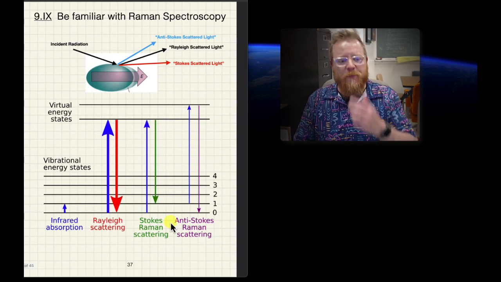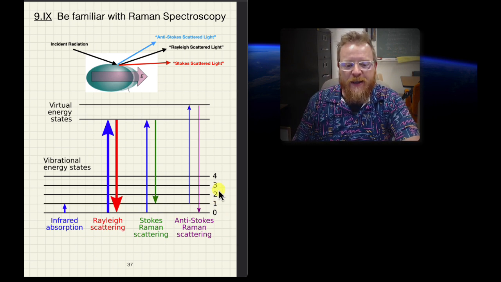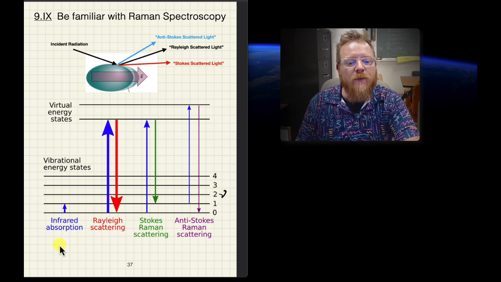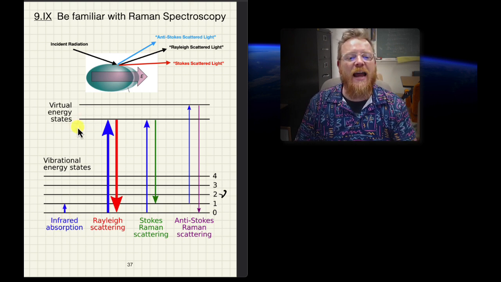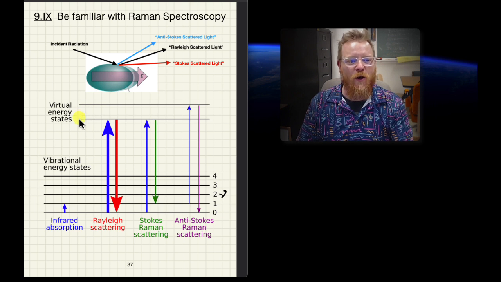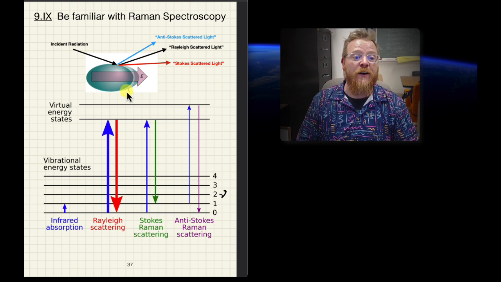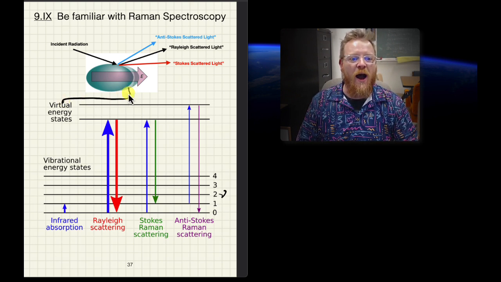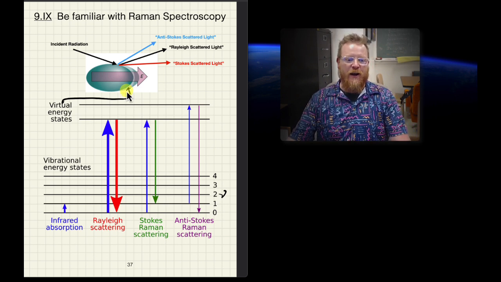So here's a better picture to describe that. Going back to the basics, here are our vibrational energy levels. There are the new levels. Infrared absorption just puts us up one level at a time. And we can see now this whole notion of virtual energy states. These virtual energy states are the distorted electronic environment.